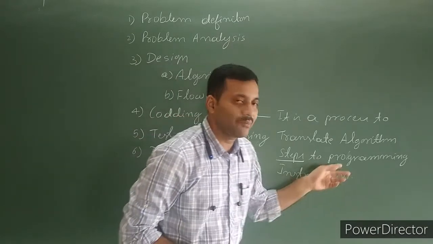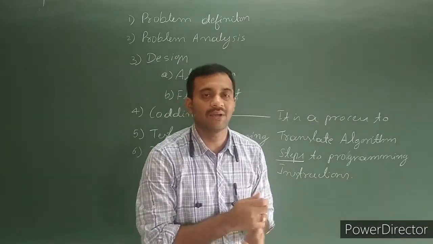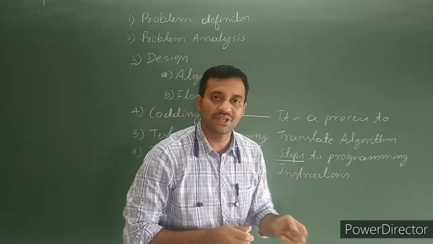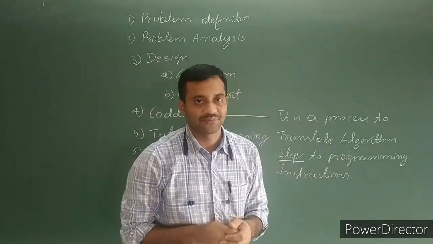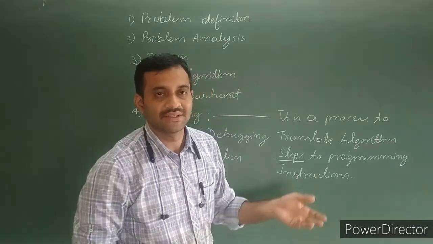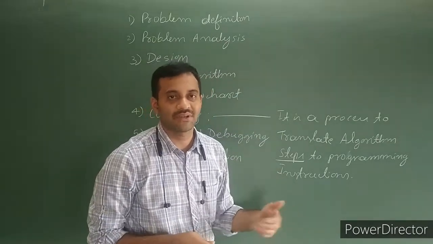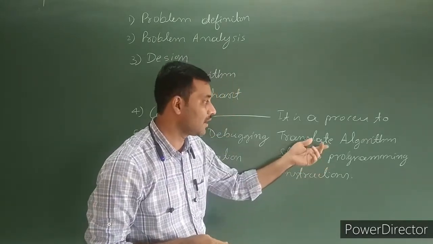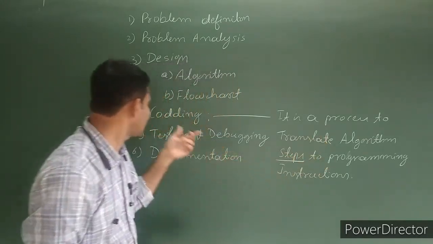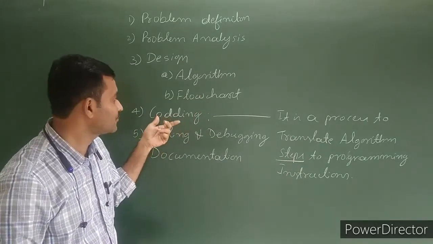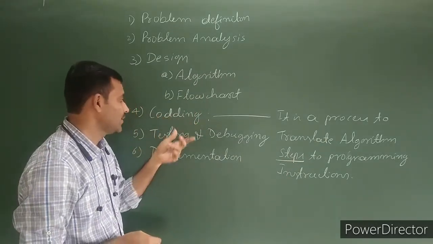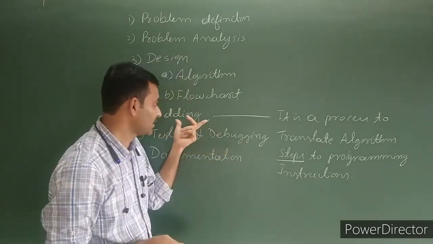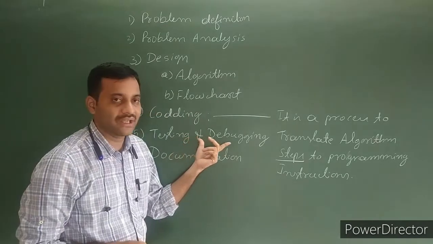To write programming instructions, we use any high-level programming language. Here high-level languages are C, C++, Java, JavaScript, like this. So we use any high-level language to translate the algorithmic steps. This process is called coding. After coding, we have to test and debug the program.